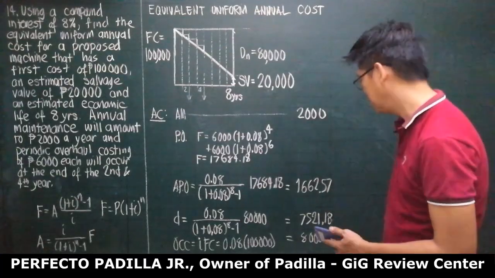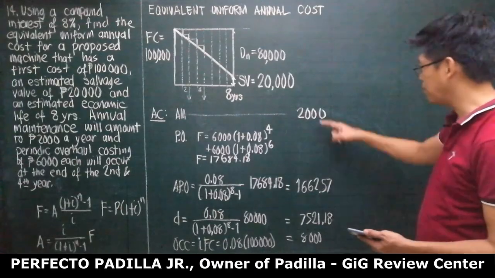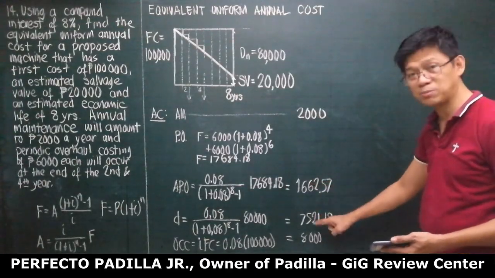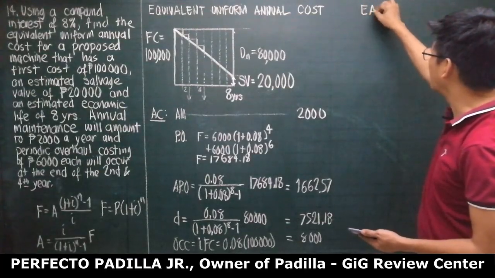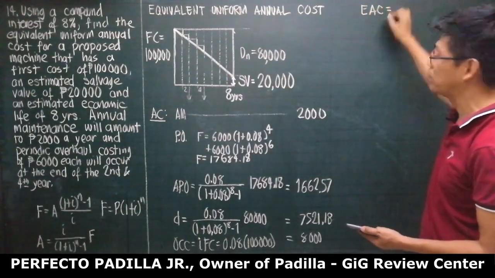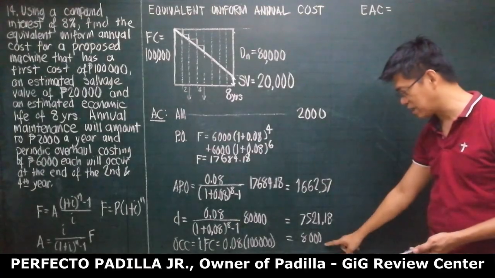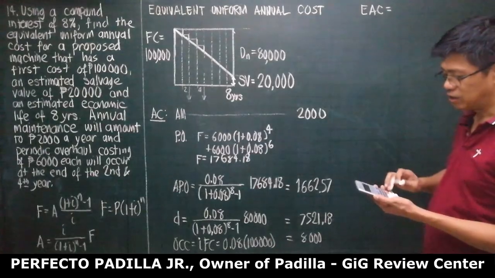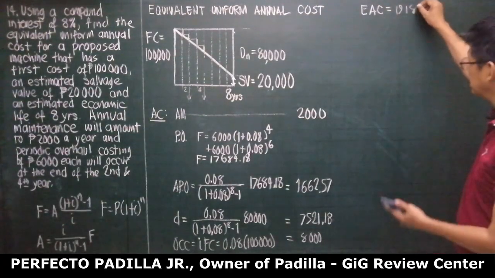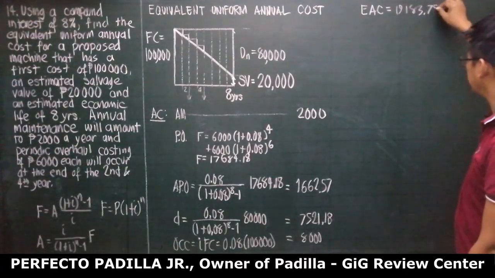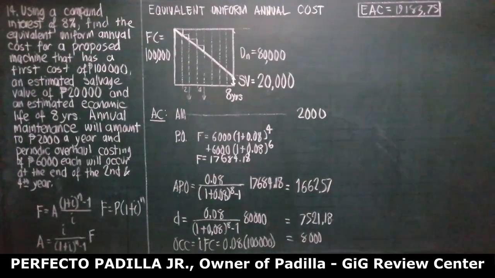Okay? So, pagka inadd mo ngayon tong mga to, adding them, this plus this plus this plus this, yan yung equivalent annual cost, uniform annual cost. So, 2,000 plus 8,000, 10,000 plus this, you'll get 19,183.75. Naintindihan? Sige, paki-absorb.